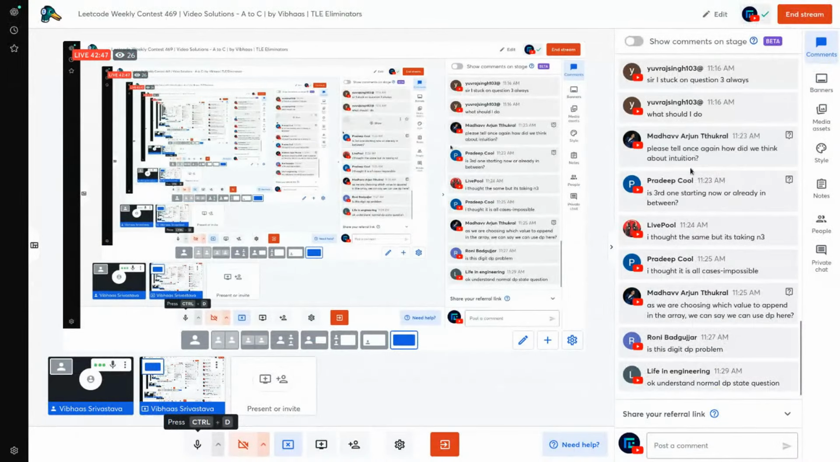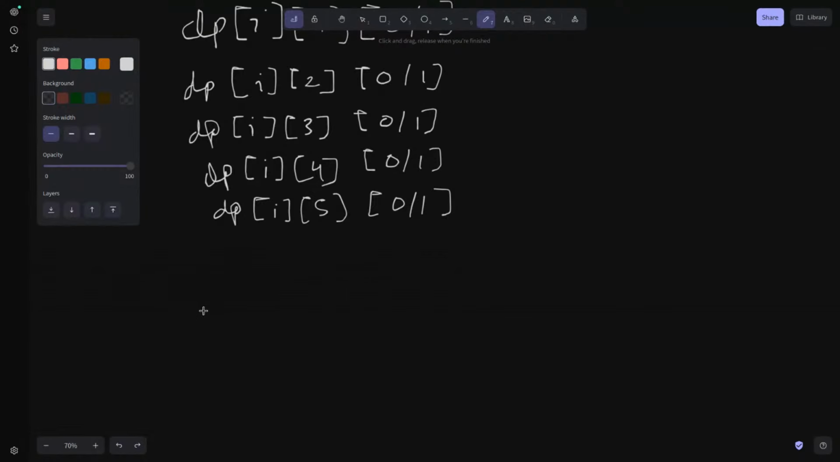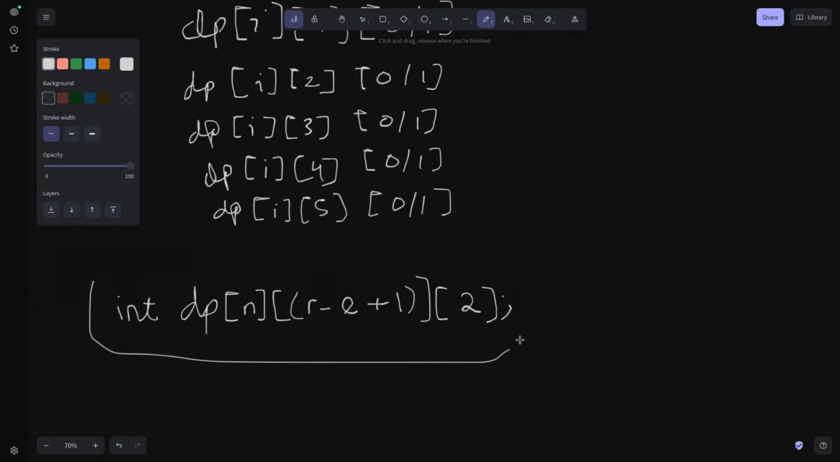So yeah, it's a normal dp state type of question. And the way we'll maintain count is we'll make an array or vector, whatever you like. It will have n values for the length. The second state can take all values between L and R, so it will have R minus L plus 1 possible values. And the final state has two values, whether it's increasing or decreasing at the given point. So this is going to be a DP vector.